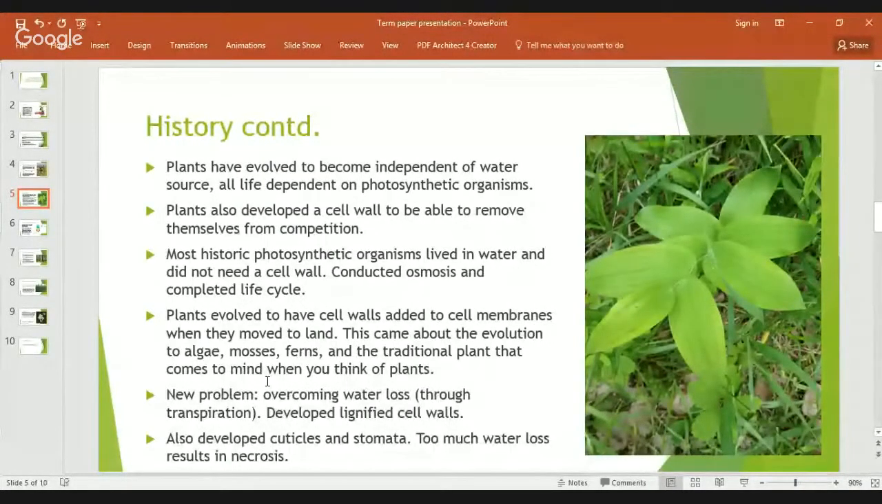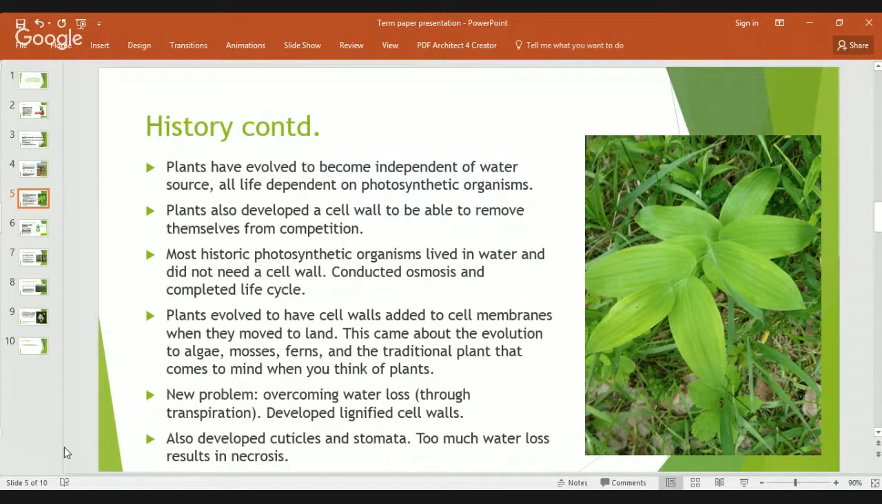So plants have become independent of water through this evolutionary time scale, and all life is dependent on these photosynthetic organisms. Think about it: no animal today could be here without photosynthetic organisms. These plants also developed a cell wall to be able to remove themselves from competition. In history, most of them lived in water and did not need a cell wall because they could complete their whole life cycle, including reproduction, in water. And then plants evolved to have cell walls added to the membranes when they moved to land.